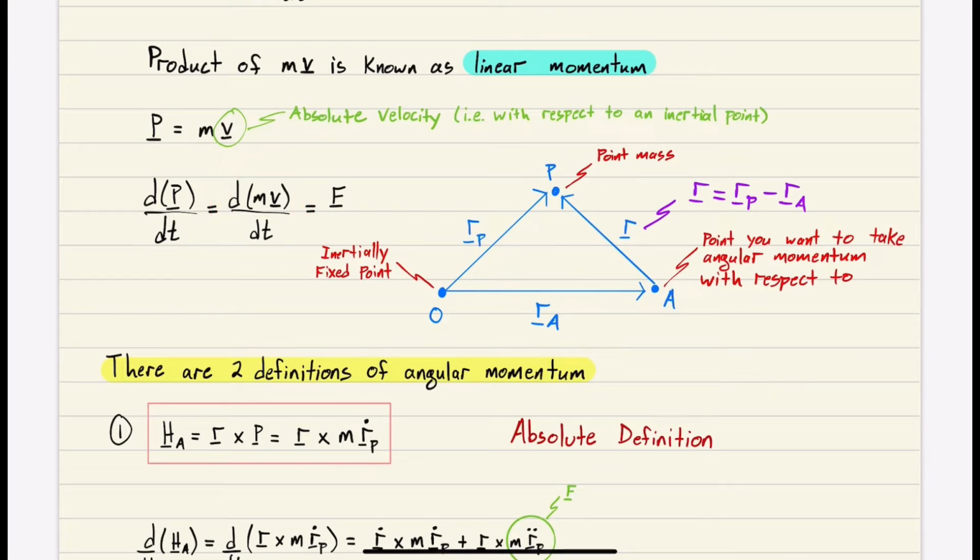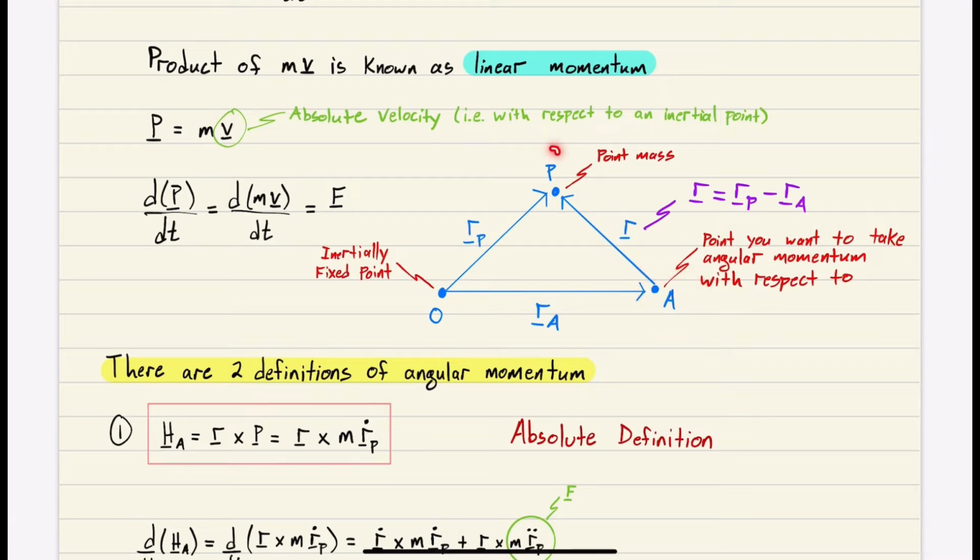So I drew this diagram here on the right, and this is kind of how we're going to think of setting up the problems when we get to some example problems, right? So we'll have some point O, and this will be our inertially fixed point. Then we'll have point A over here, and this is going to be the point that we want to take the angular momentum with respect to, right? So we're taking the angular momentum with respect to point A.